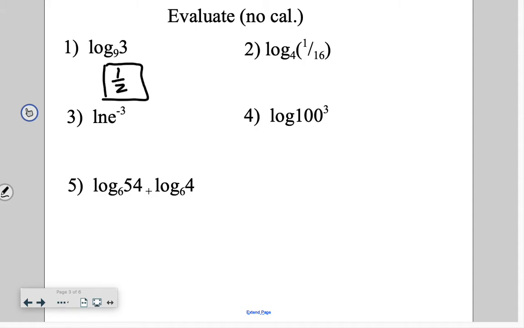Okay, remember what a log is asking you. 9 to what power gives you 3? The 1/2, because remember that's the square root. 1/2 power is the square root. So 9 to the 1/2 power will give you 3. Okay?